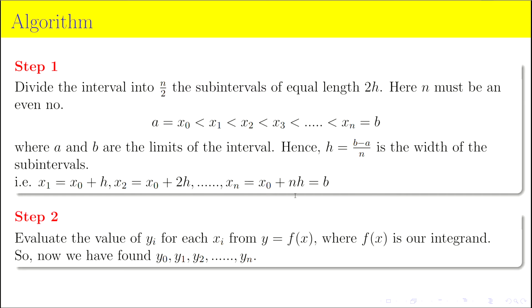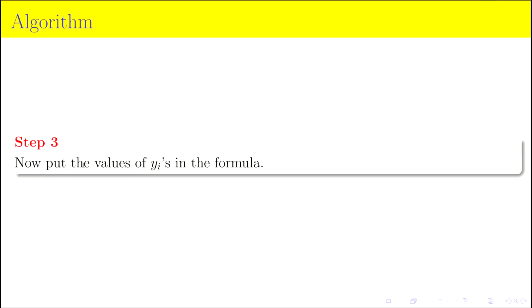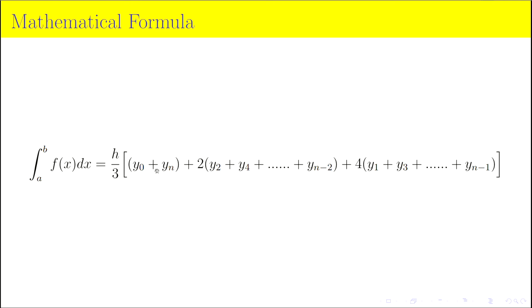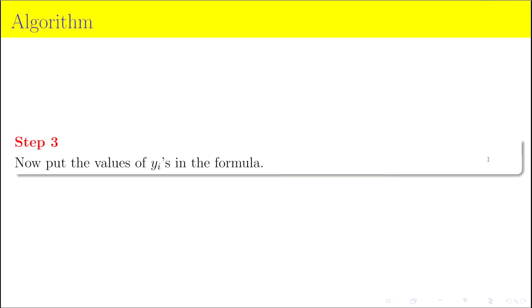Now the second step is to evaluate the yi's for each xi from y = f(x), where f(x) is our integrand. Now we have found y0, y1, y2 and so on up to yn. Then put the yi's in the formula which we have derived earlier, that is this formula. We have to put y0 here, yn here, y2 here, y4 here, yn-2 here, and so on and so forth. So this is the algorithm for solving a numerical integration using Simpson's one-third rule.